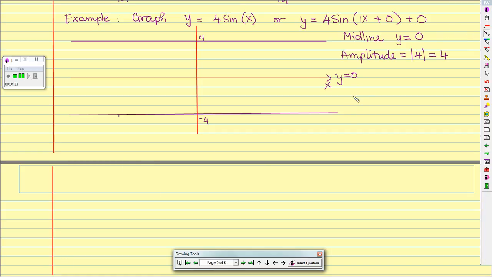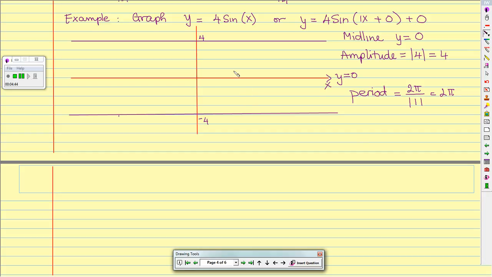Now we need to find the period. The formula is 2 pi divided by the absolute value of b. Now 2 pi is the same thing as 360 degrees, if you want to deal with degrees. In this case I'm going to deal with radians. So 2 pi divided by the absolute value of b, but your b is 1, so 2 pi divided by the absolute value of 1. Basically it's just 2 pi. So the period is 2 pi.